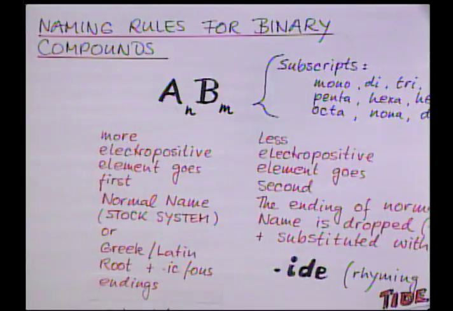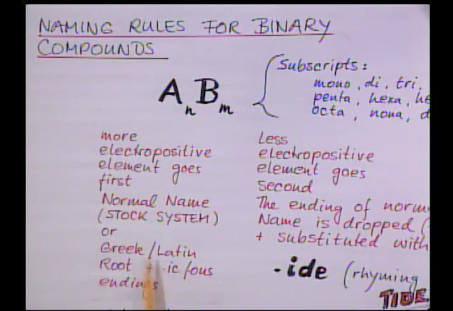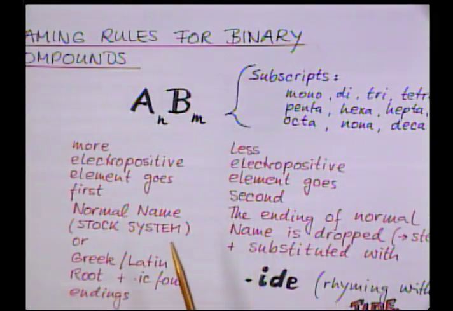So we name the first element usually by its normal name, like calcium or sodium or potassium, if we use the IUPAC or Stark system for inorganic chemicals. If we use the Greek or Latin root, then we have to distinguish the different charges or valencies or oxidation states by using the suffix ik or us. The lesser electropositive or the more electronegative element, remember, goes in second place.